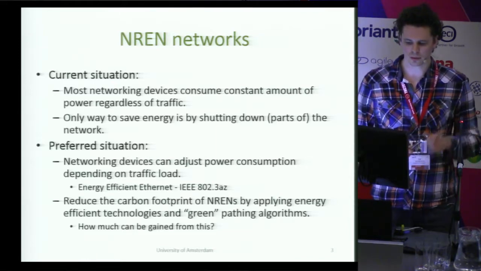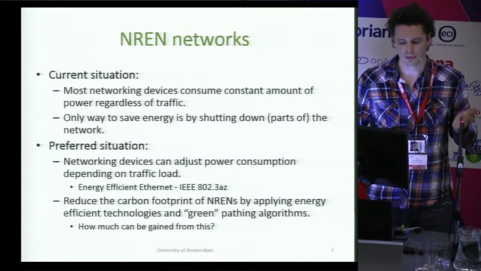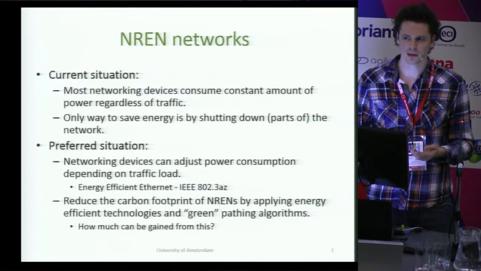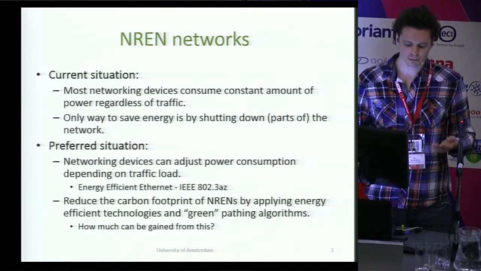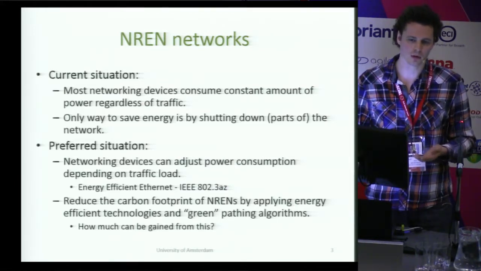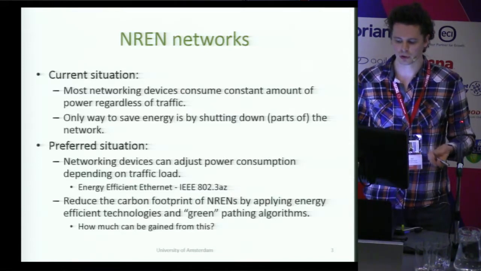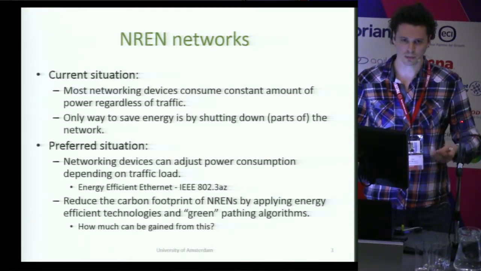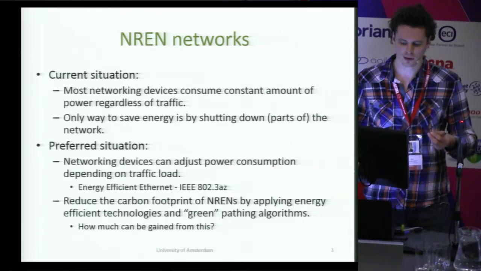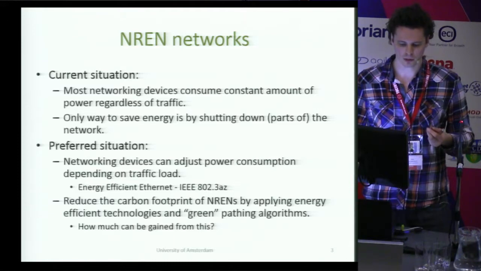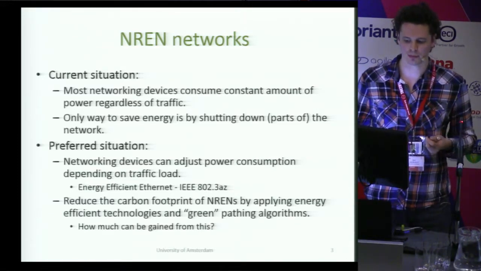The current situation in NREN networks is that most networking devices consume a constant amount of power regardless of traffic, which means that in current networks you cannot really reduce the energy consumption or the carbon footprint at all, because no matter what you do, all the devices consume the same amount of power anyway. Except if you shut down parts of the network, but there are problems with that, because then you change your topology, and you also have to decide when to turn them back on, which means you have to anticipate traffic beforehand.